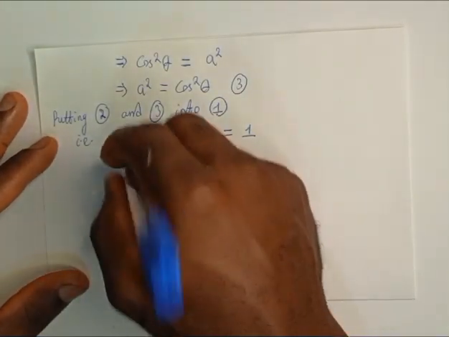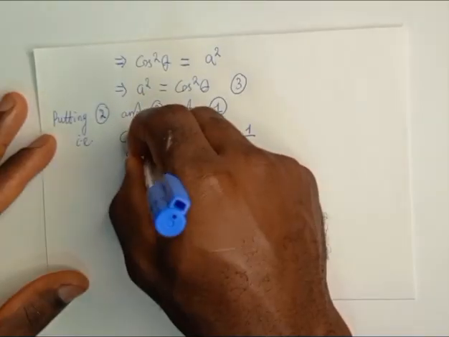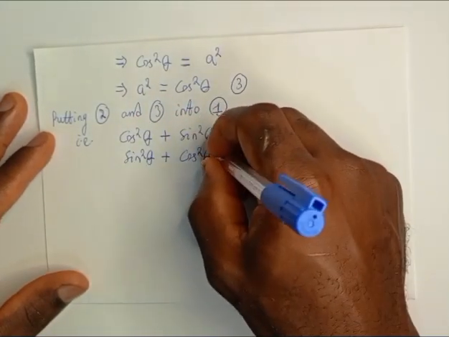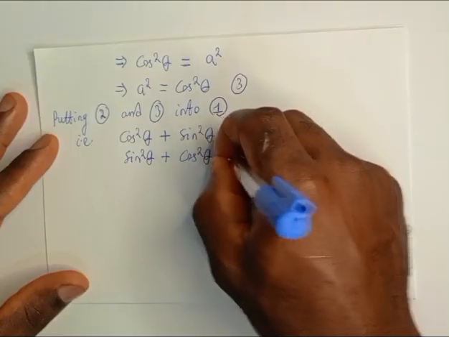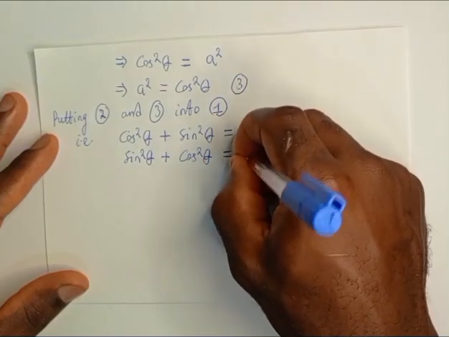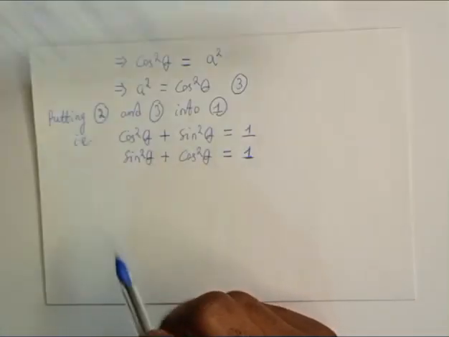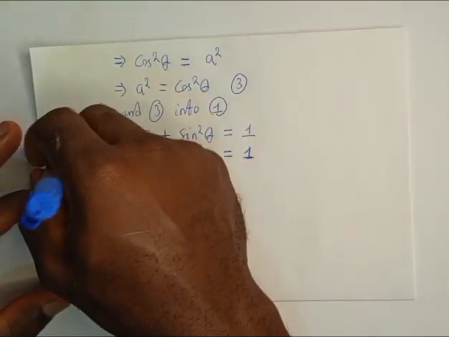Cos² plus sin² is the same as sin² plus cos². Remember, addition is commutative. This will be equal to 1. And this is what we have to show in (i). So (i), this is what we have to show.